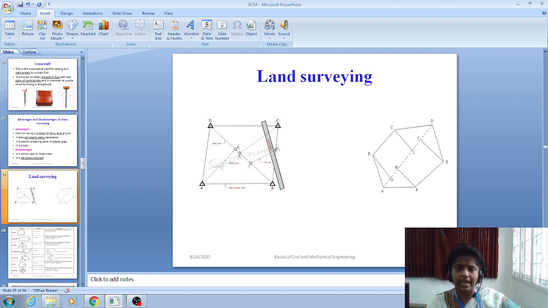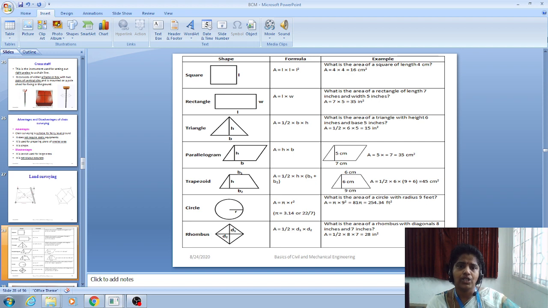Next, we will see the land survey. This is a pictorial representation of the land survey. This is the shape of that. A number of shapes are given, along with the related area formulas. All of you know this: what is the area of the square? What is the area of the rectangle? All of you know, so I skip that.